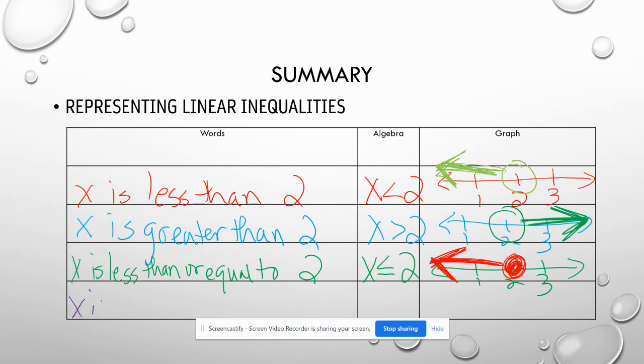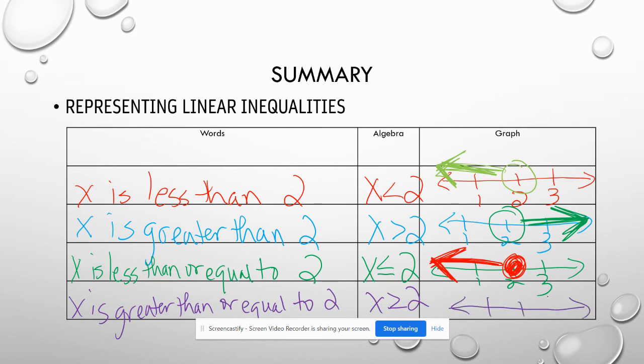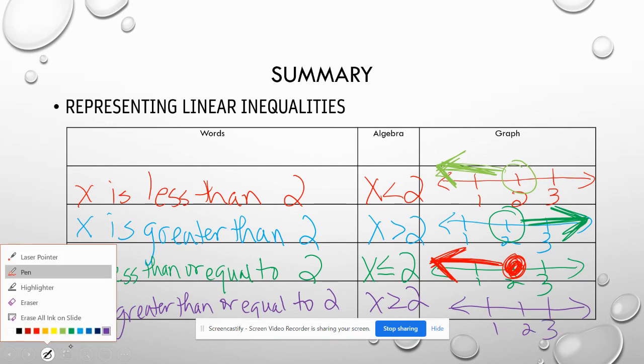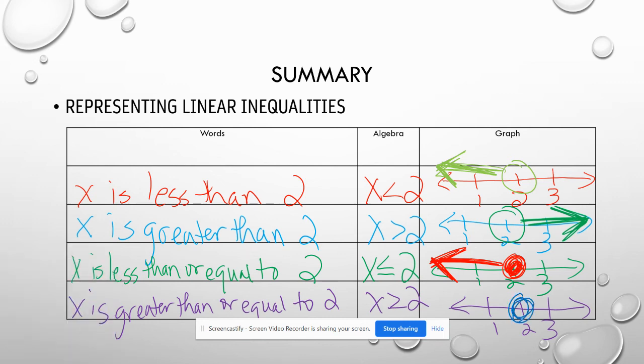And last but not least, X is greater than or equal to 2, which will look like this. And then our number line. And we will have, well, let's use blue, a closed circle again at 2 because of the equal to. And we're shading to positive infinity.